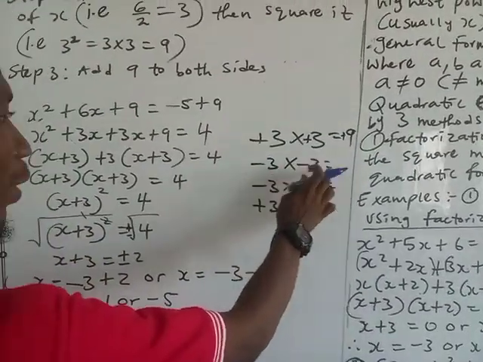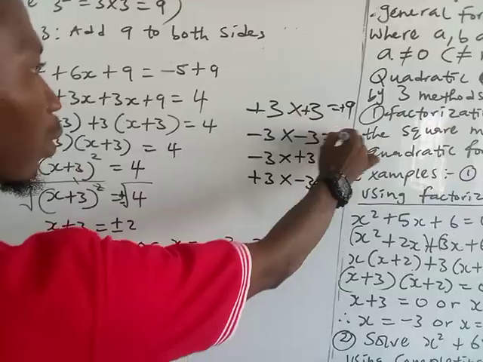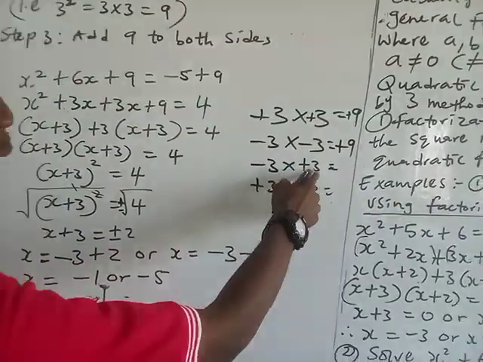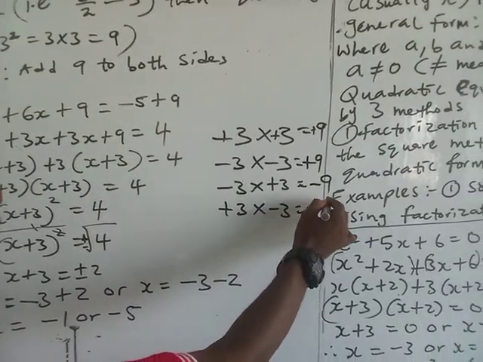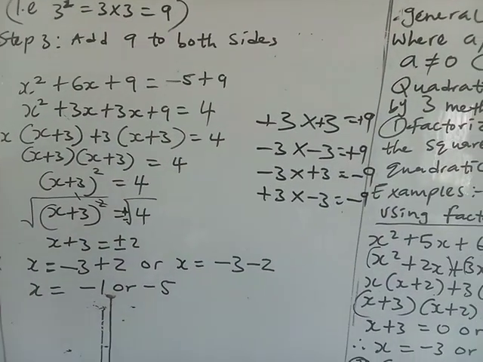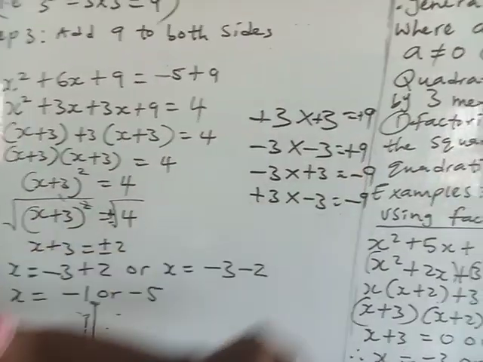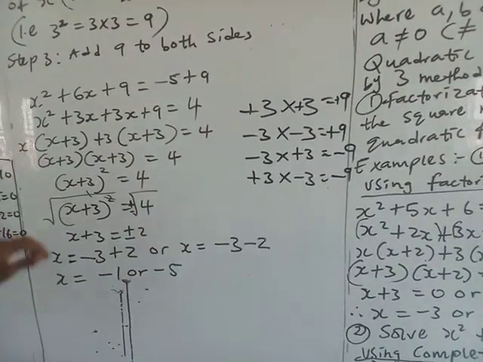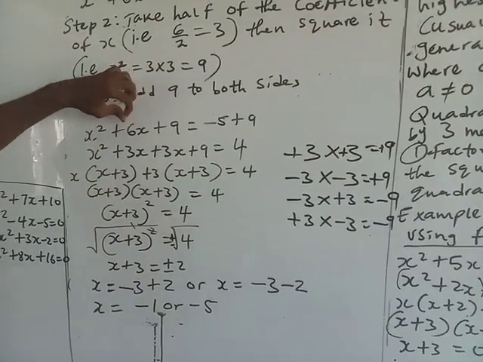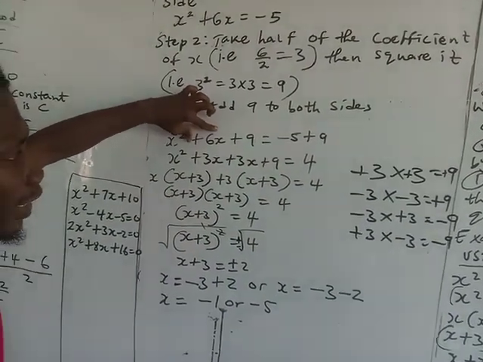Minus 3 times minus 3 will also give you plus 9. Minus 3 times plus 3 will give you minus 9. Plus 3 times minus 3 will also give minus 9. First, you are going to take this one off because we will need the first and the second one, because the coefficient of our 6x here is positive, plus 6.